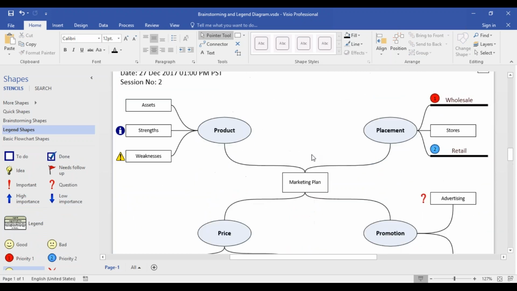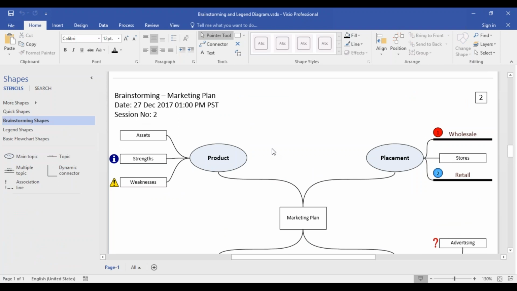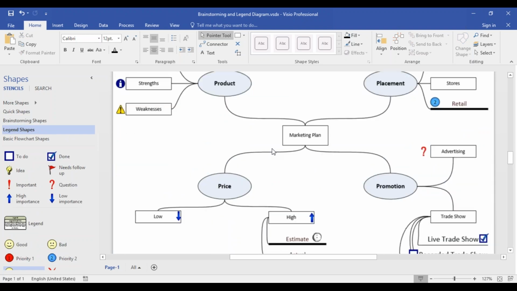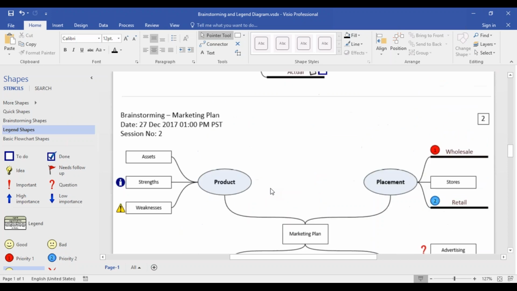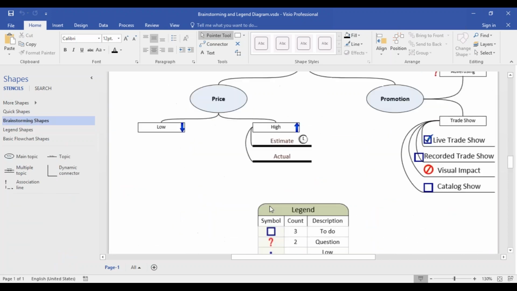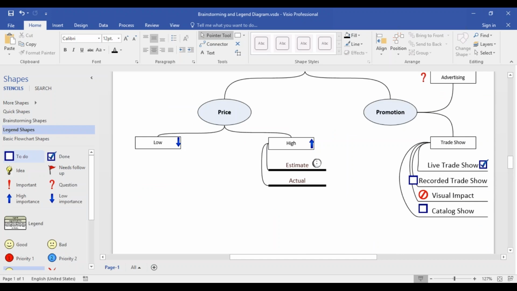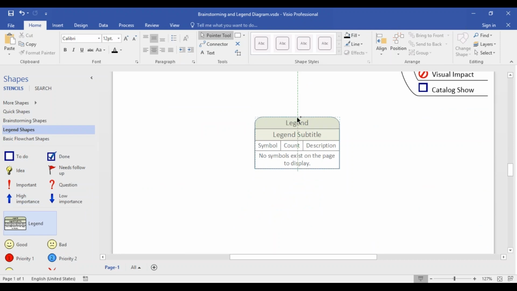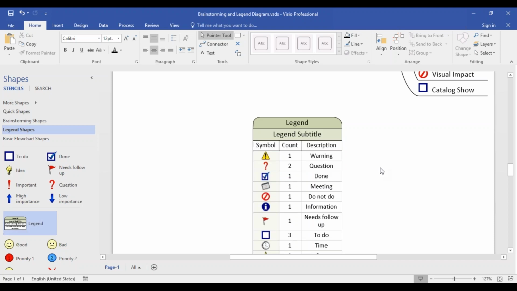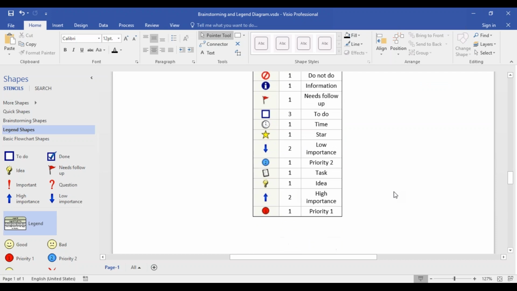So now what you have done, you've completed the session 2 brainstorming discussion. Whatever has been discussed, you've created a very good diagram to represent that. Finally, you can also show the legend. So what are these symbols meant for? Drag the legend and drop it here in the center. So this will display the symbols that you have used.